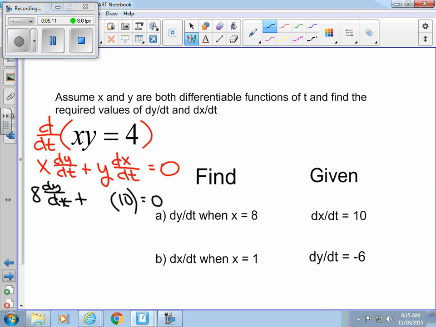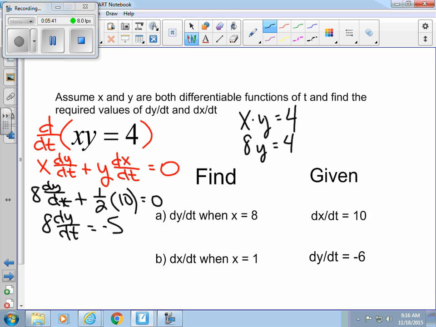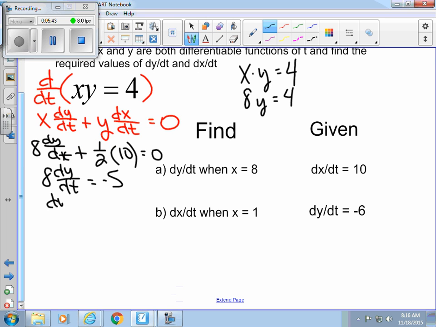I don't know y. If I have an x, can't I always find a y? Where do you do that at? The original. x times y equals 4. So if x is 8, what would y have to be? Half. So I'm going to agree. Divide 8 by half. So I get 8 dy/dt equals -5. So dy/dt is -5/8.